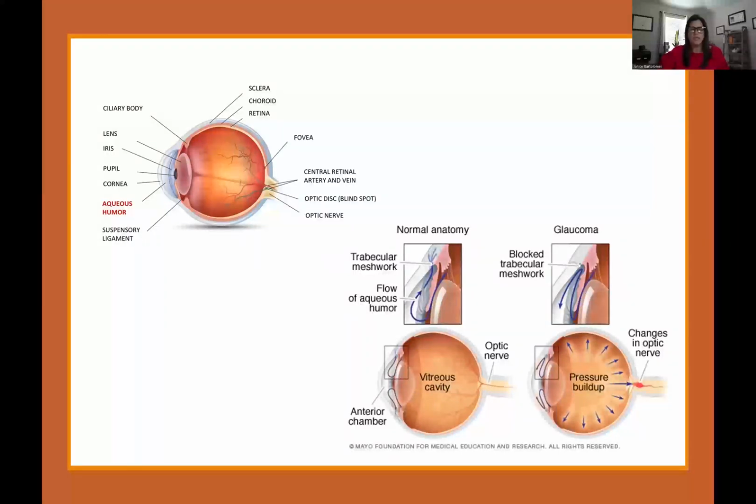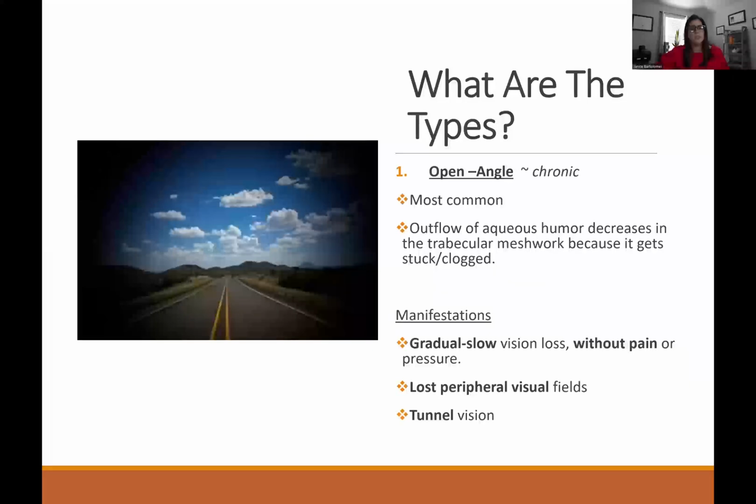This is a little bit of where it is in the eye. It is in the front of the eye near the pupil. As in your picture here, if the channels or that opening get occluded, then we start having issues. The liquid, jelly substance is called the aqueous humor. There are two types: one is chronic and one is acute. The open angle, the chronic one, is the most common.